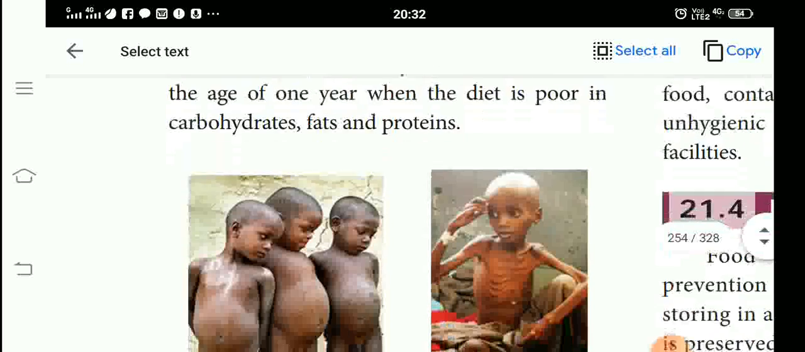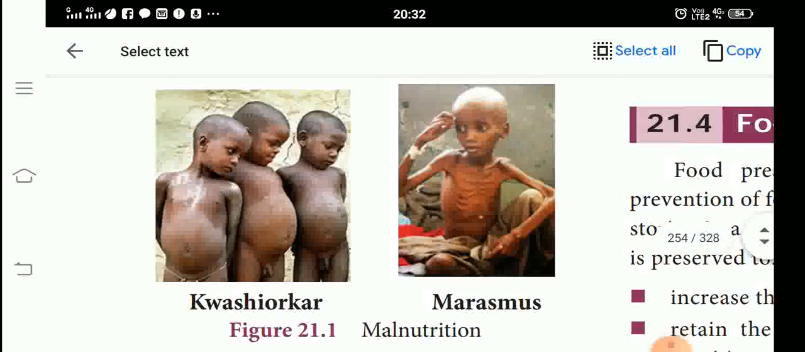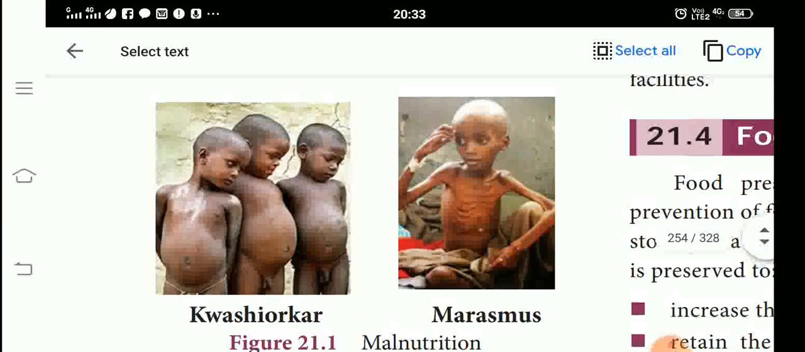Look at this picture below. These two are a very good example for the disease. This is a picture of marasmus. That is, this child is severely affected by the deficiency of carbohydrate, protein and fat. This is marasmus. That is, the body is not having any flesh. Then this is the picture of kwashiorkor. Here, they have an enlarged belly. In kwashiorkor, they have an enlarged belly.